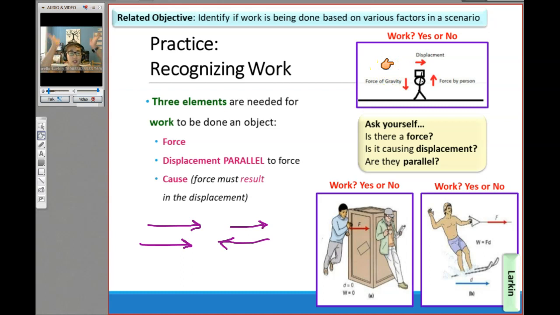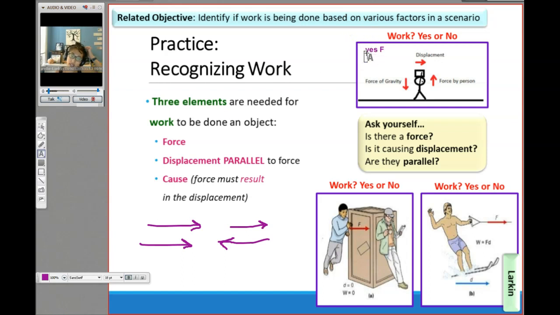So this person lifts a box above their head. All right, so they're using a force by the person to lift the box above their head, and then they're walking to the right. So taking a look at this diagram, is there a force? Yes or no? Tell me in the chat box. Yes, there is definitely a force, right? There's the force by the person lifting the box.